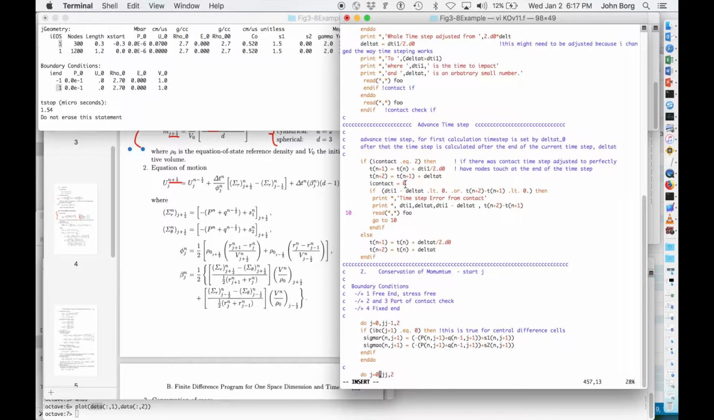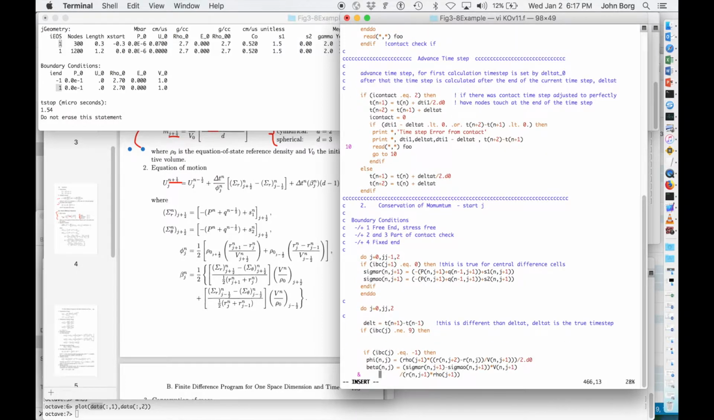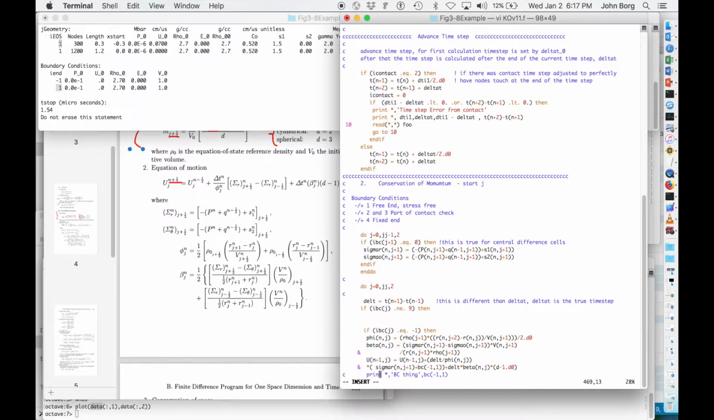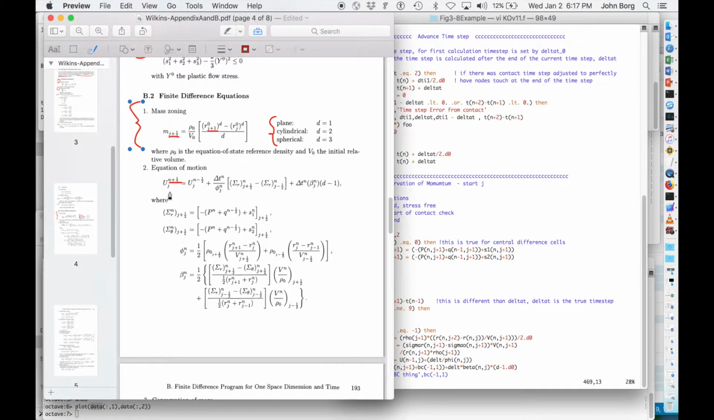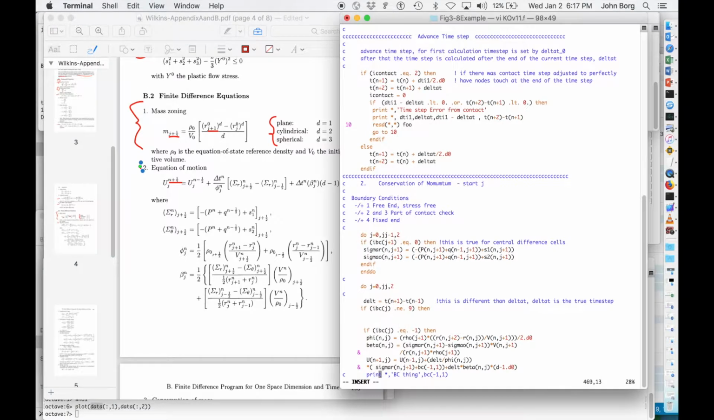So here it is. If it senses that contact is going to happen, here's where it's calculating the exact time step it needs. If contact is not going to happen, then it's just going to use whatever time step it was using based on the Courant stability criteria. Okay, so we're coming in here to this first equation, the equation of motion.